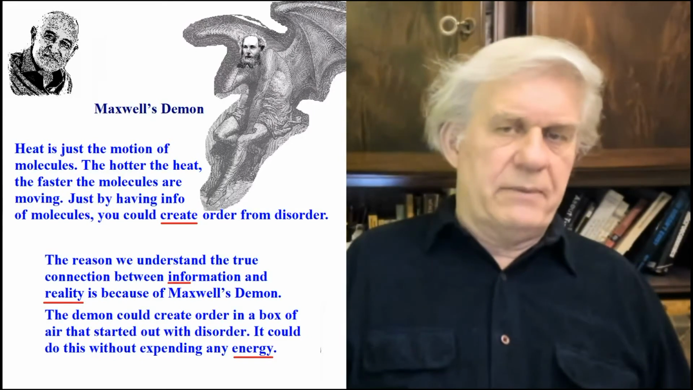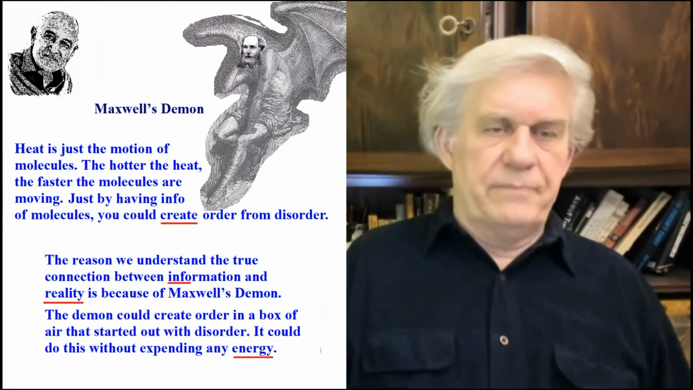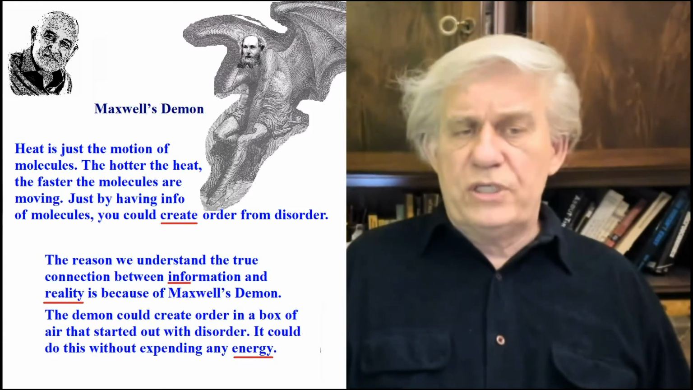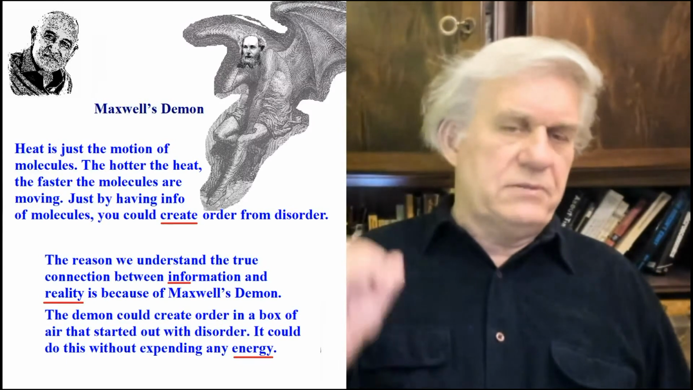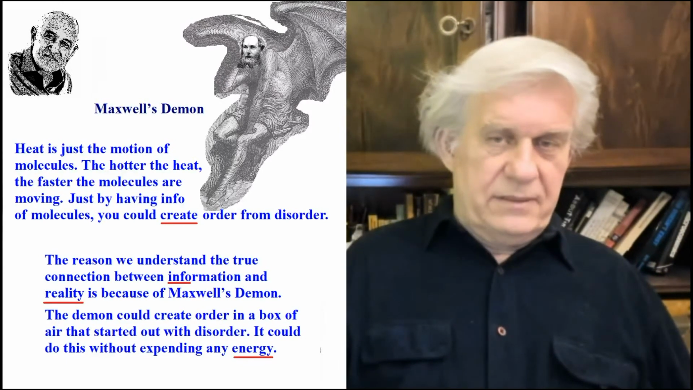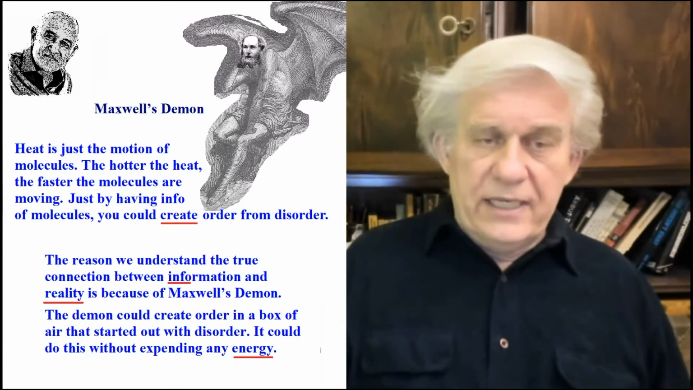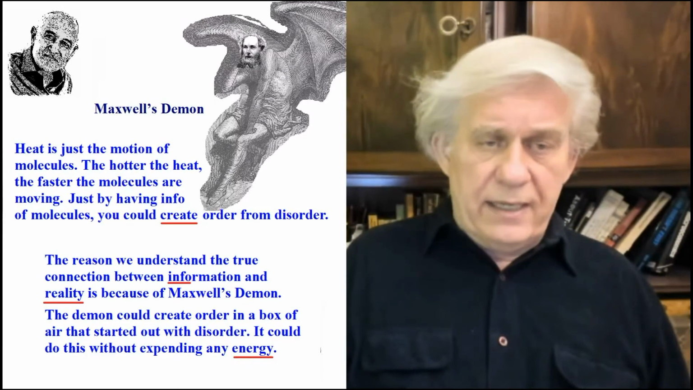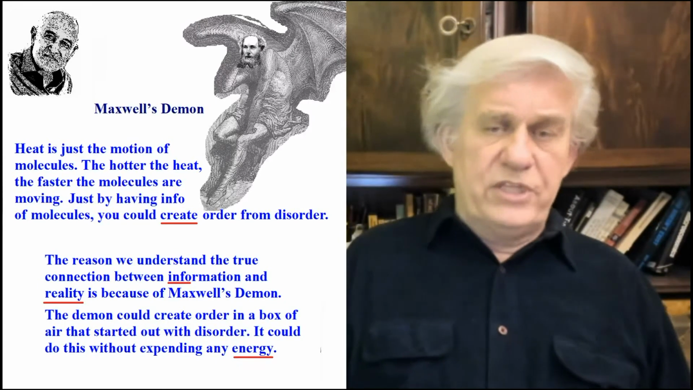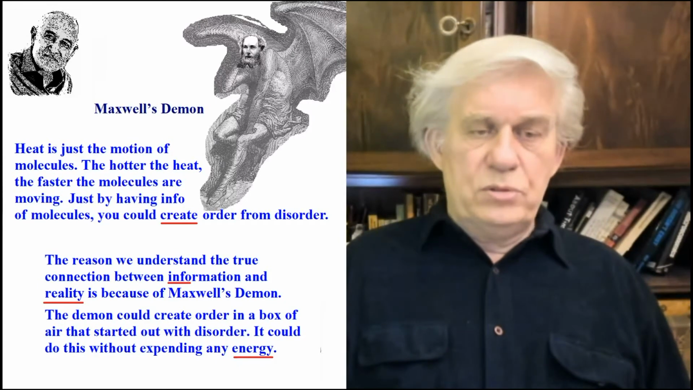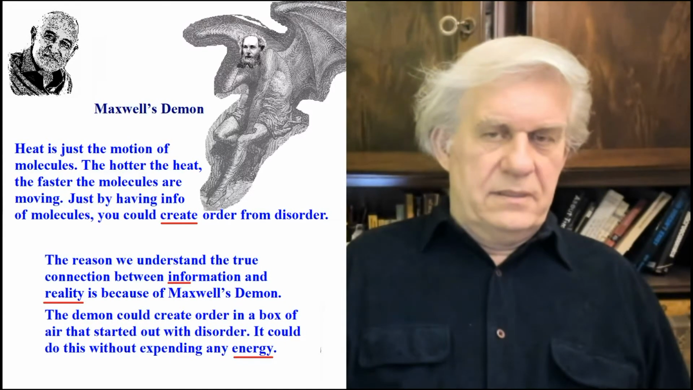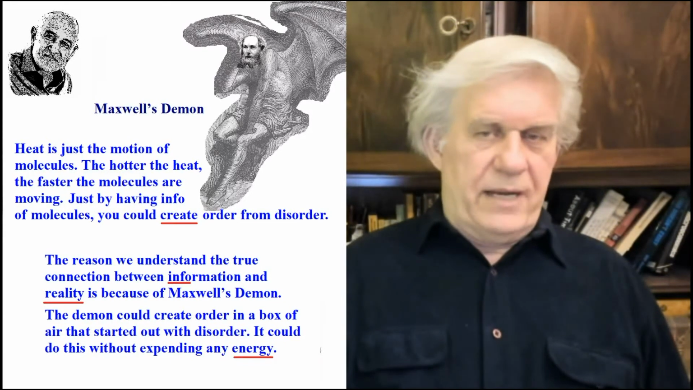I don't know what he's talking about. What do you mean you create order from disorder? Well, he says the reason we understand the true connection between information and reality, that information has something to do with reality, is because of Maxwell's demon. The demon could create order in a box of air that started out with disorder. It could do this without expending any energy. What the hell is he talking about?